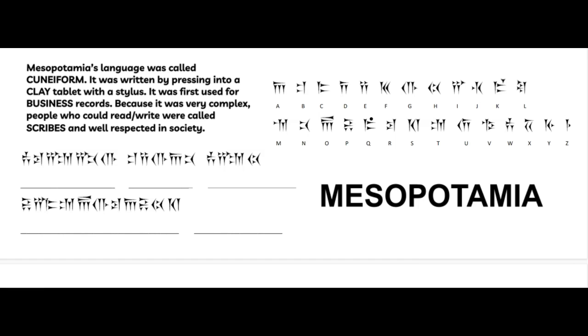You can see right there that it's pretty complex. Each of the different symbols has a lot of parts to it, and so people who could read and write it back in Mesopotamia were pretty well respected in society. They were called scribes. There is a message there that you can decode. Ignore the random blank on mine. So that is Mesopotamia, and the secret message tells you a little more about the language.